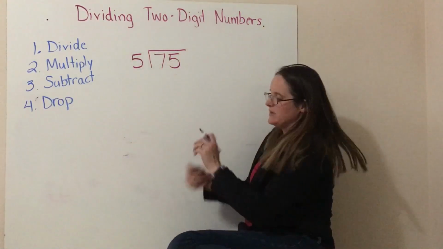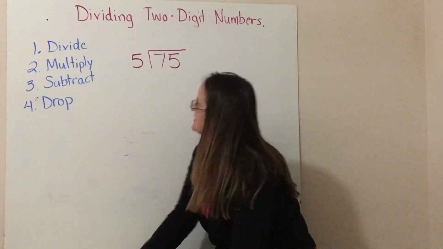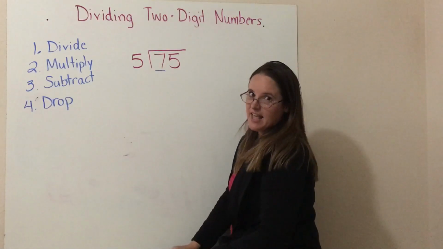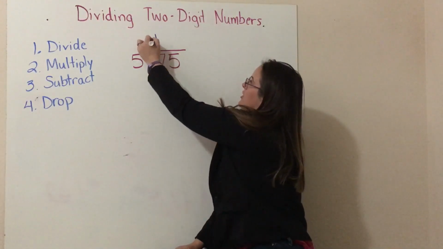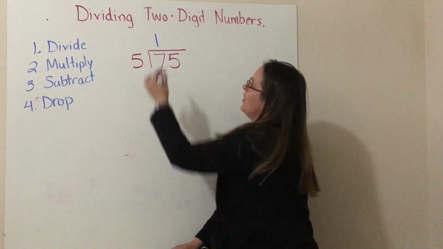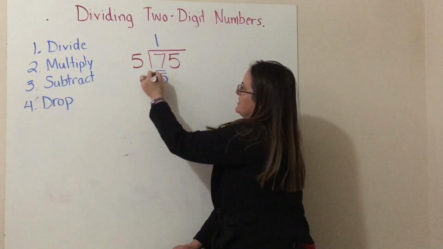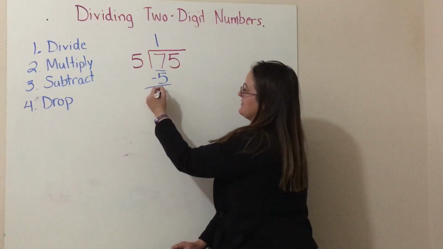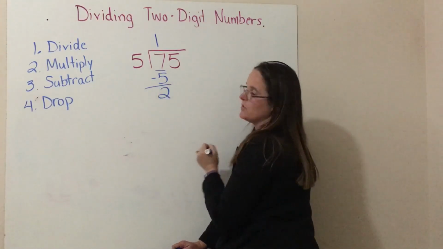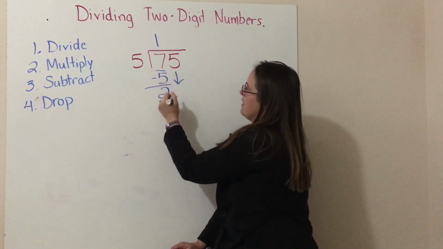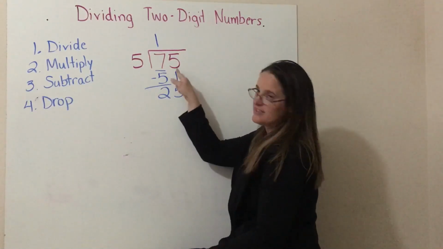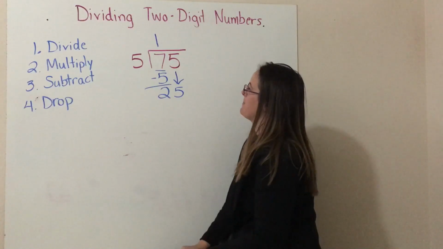So we look at the first digit. 5 goes into 7. How many times? Just once. 1 times 5 is 5. We subtract next. 7 minus 5 is 2. Final step, we drop our 5. This time we're dropping a 5, not a 0. Whatever this digit is, we drop it.